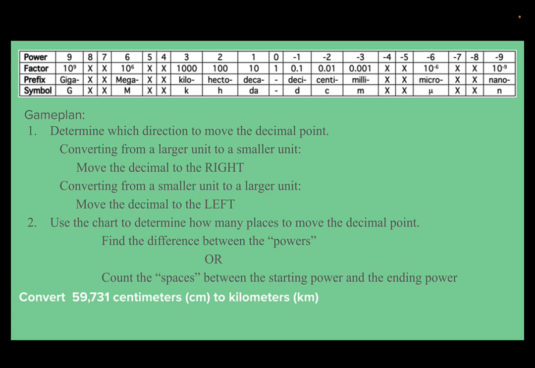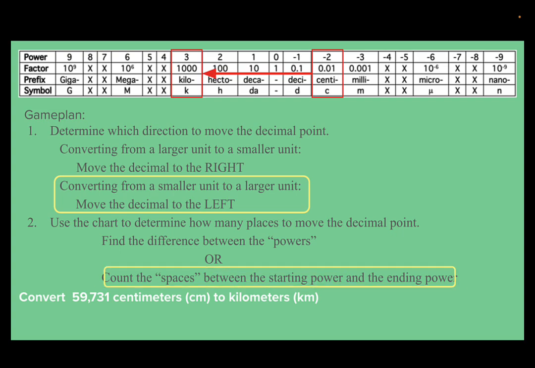Convert 59,731 centimeters to kilometers. Start by determining which direction to move the decimal. Find the given unit on the table. Centi is right here. Now find the new unit on the table. Kilo is right here. We are converting from a smaller unit to a larger unit, so the decimal place will move to the left.